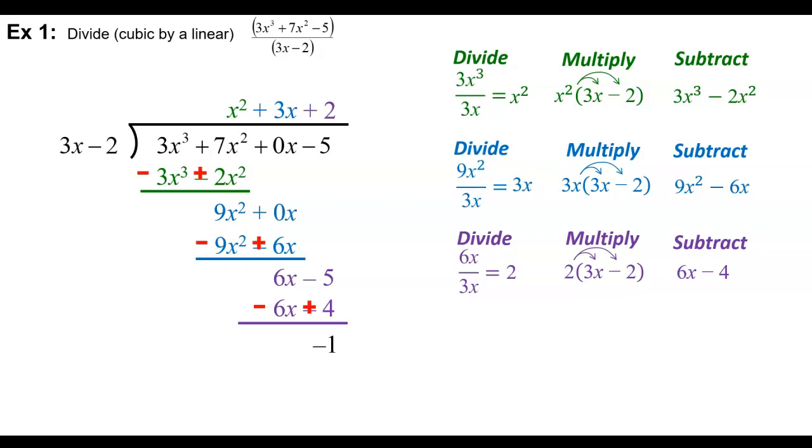And we're done, but what do we call this little extra number here? Remainder. So how do you write a remainder? Okay, so here's how you do it. This negative 1 is going to go over the divisor.